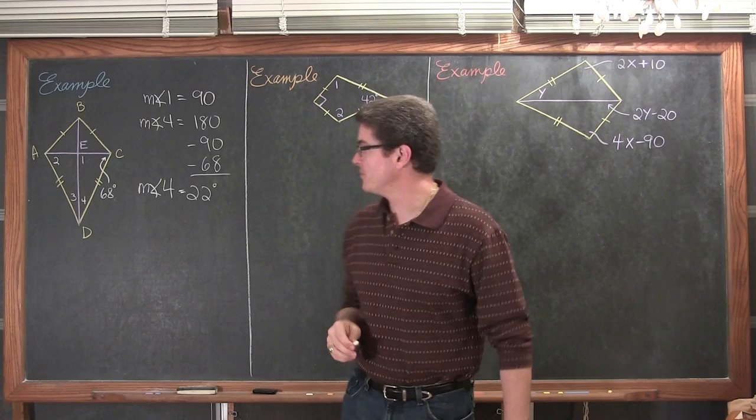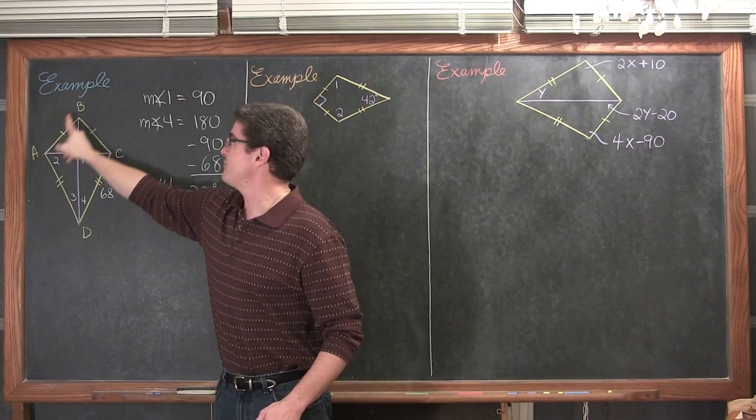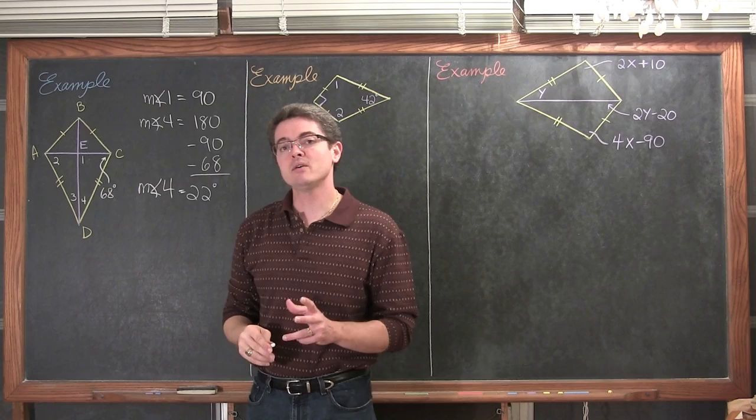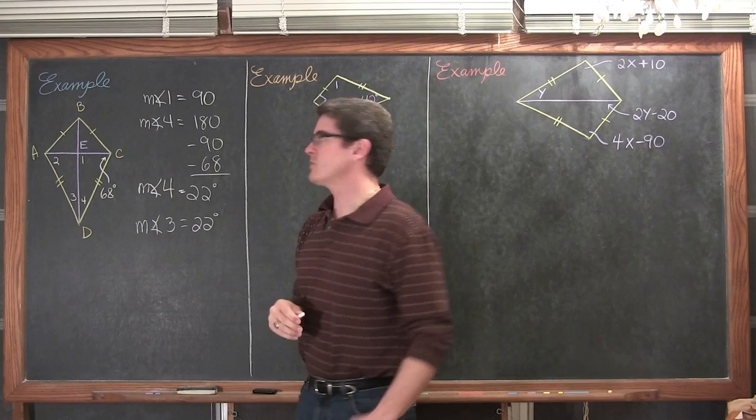So if we know that the measure of angle 4 is 22 degrees, then we know what the measure of angle 3 is. Because remember, the angles are formed by the congruent pairs. So this angle ABC, and here's another congruent set of sides, angle ADC, those angles are bisected by the diagonal. So whatever the measure of angle 4 is, that's the measure of angle 3. So the measure of angle 3 is also equal to 22 degrees.